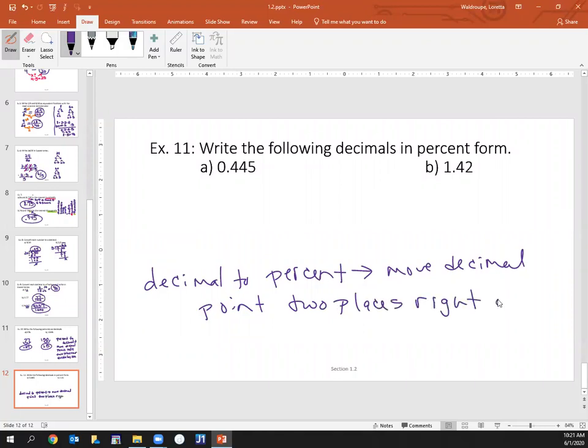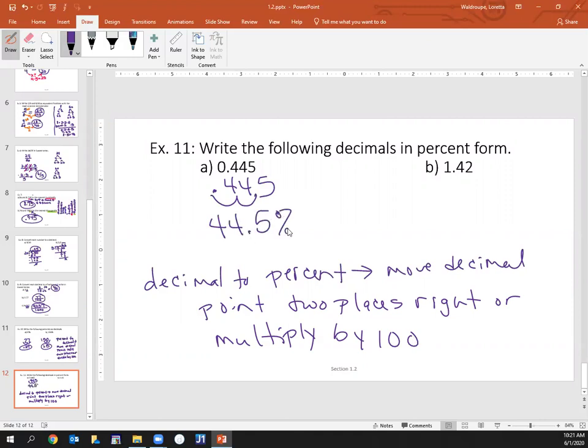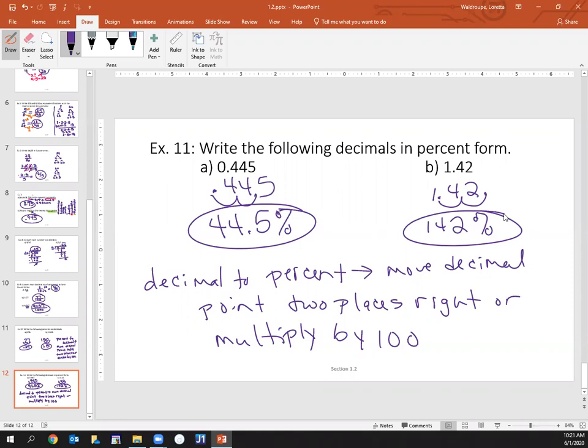right, or some people look at it as you multiply by 100. So here I have 0.445, two places right, gives me 44.5%. 1.42, two places to the right, makes it 142%. And that ends our lectures for 1.2.